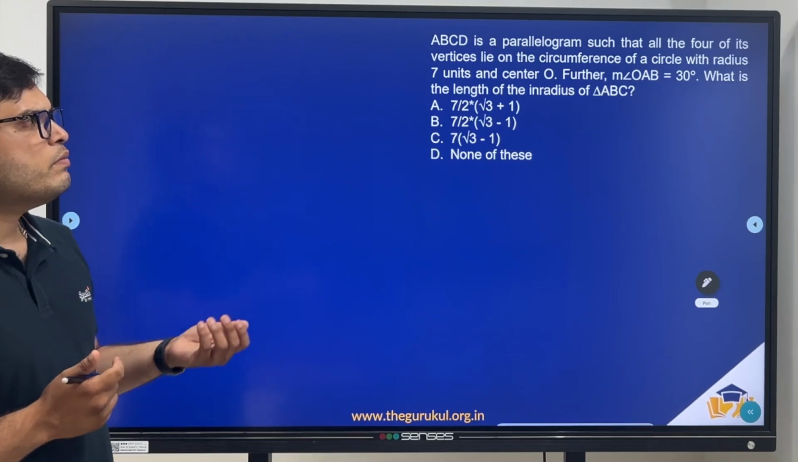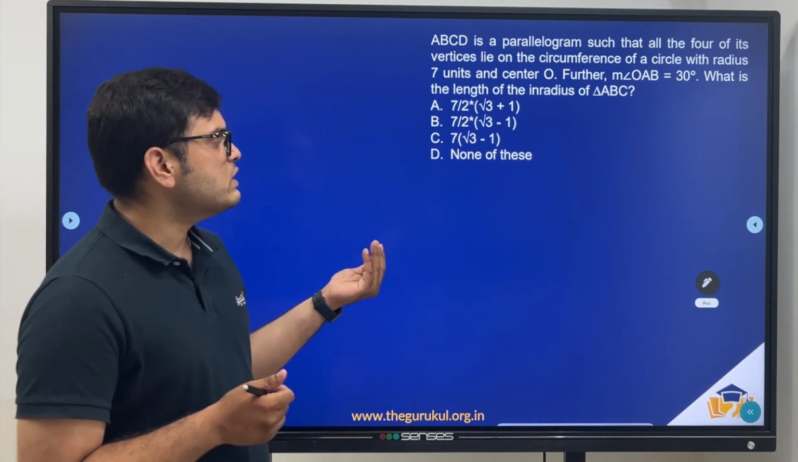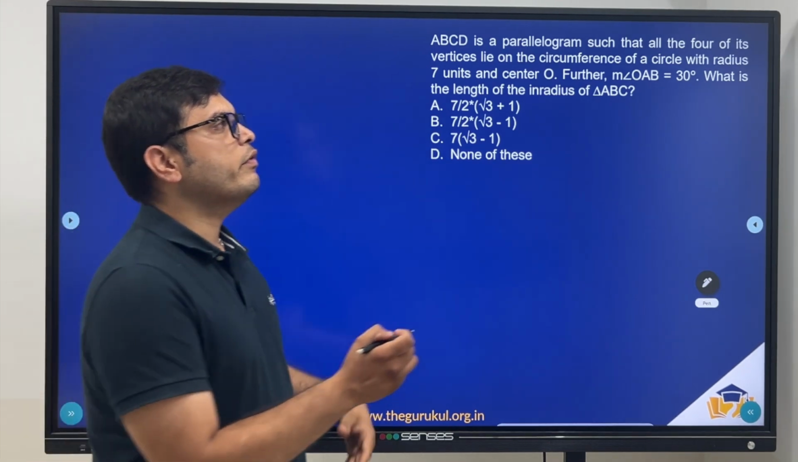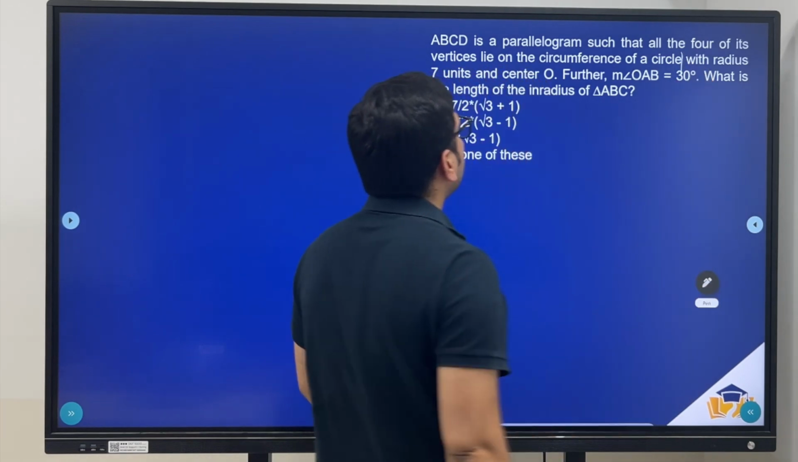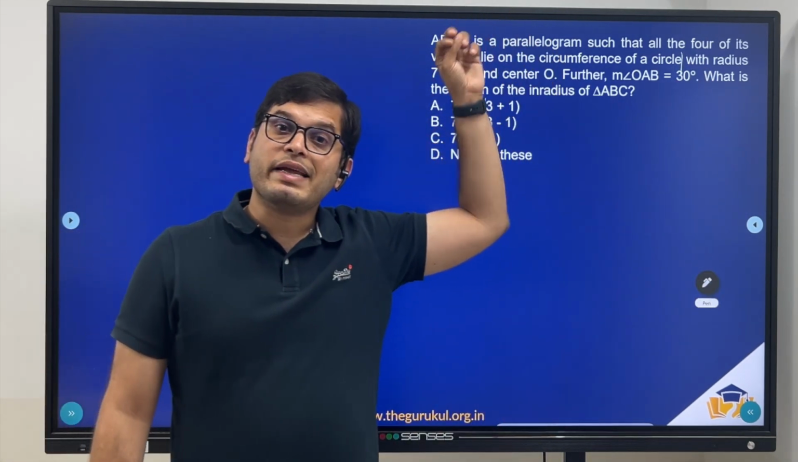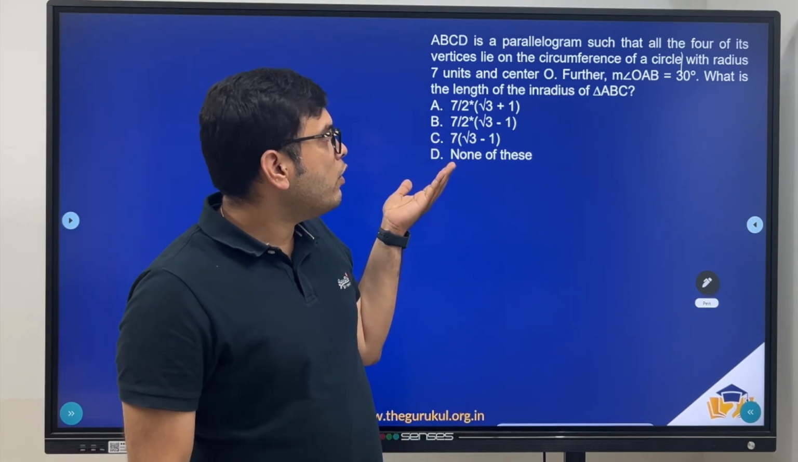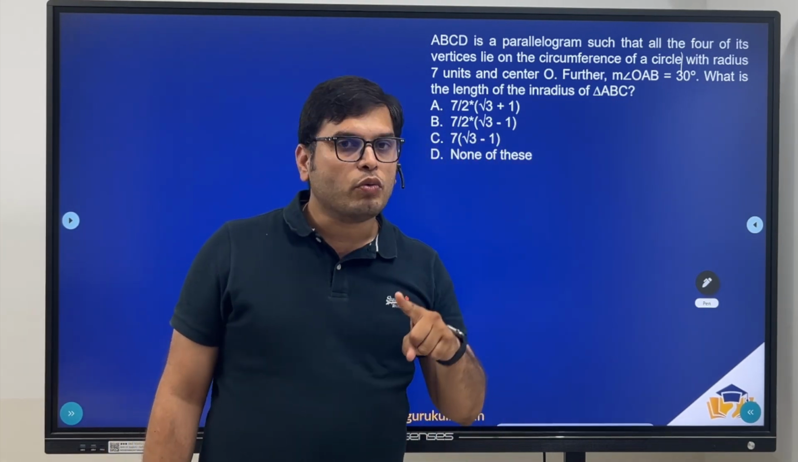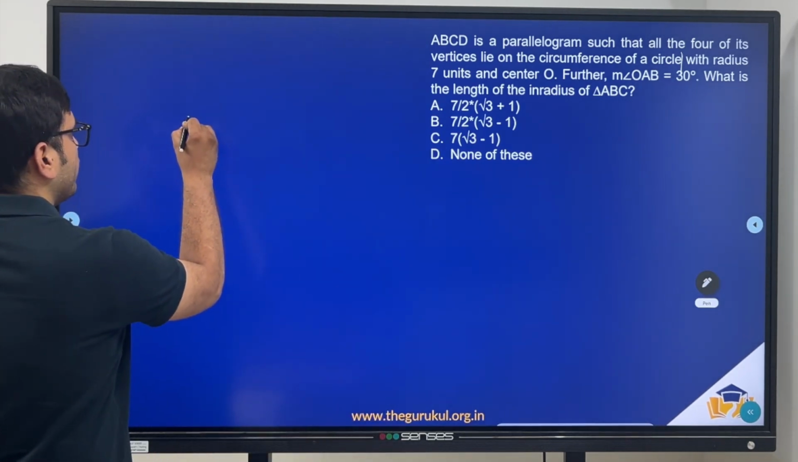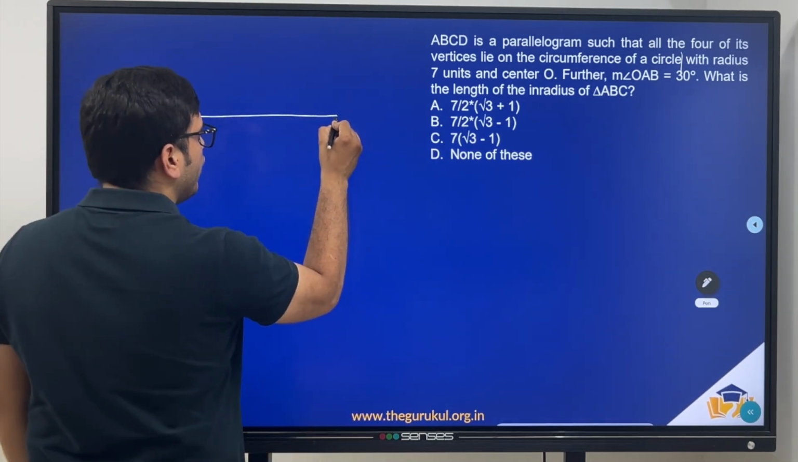ABCD is a parallelogram such that all 4 of its vertices lie on the circumference of a circle. So indirectly, we are given that this parallelogram is a cyclic quadrilateral. When will that be? A parallelogram being a cyclic quadrilateral is only possible when it is a rectangle.